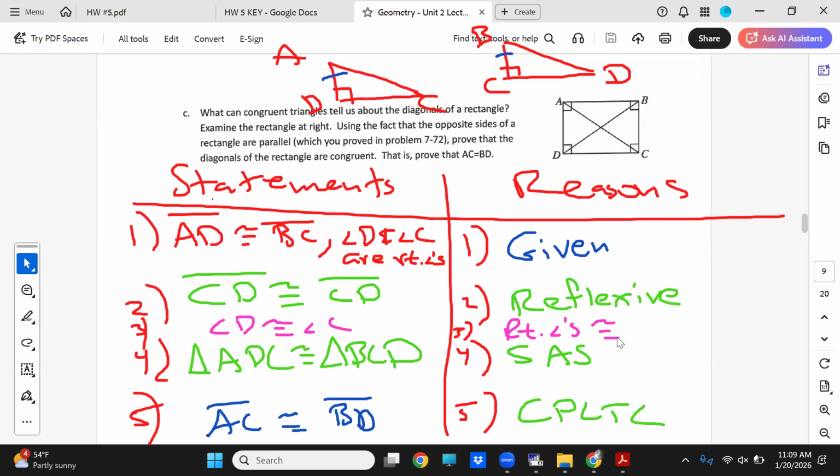Then you could say the triangles are congruent by SAS. And you're not using the hypotenuse leg theorem also. So yeah, we have to use it, because since we're using SAS, we need to make that statement. So it was actually a 5-step proof.